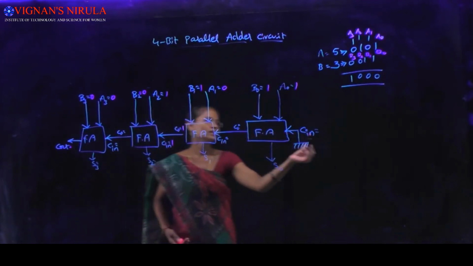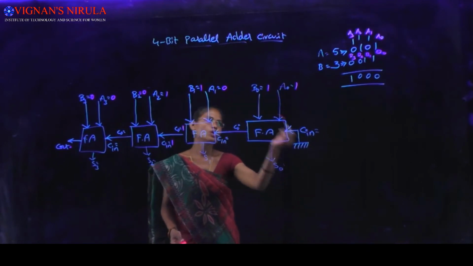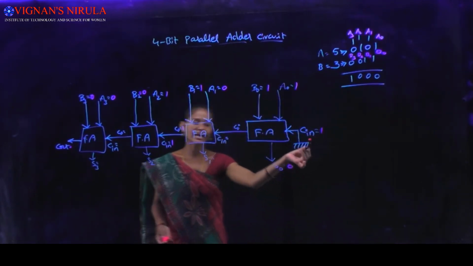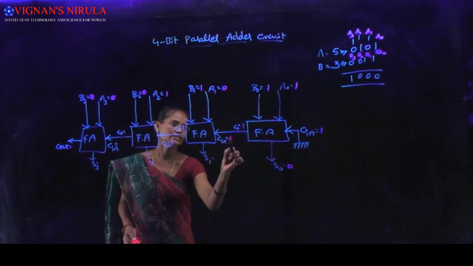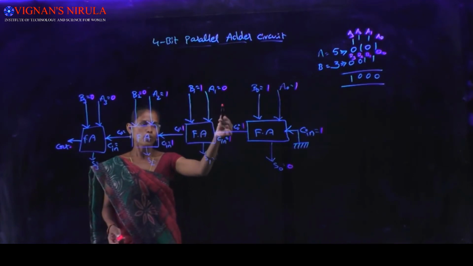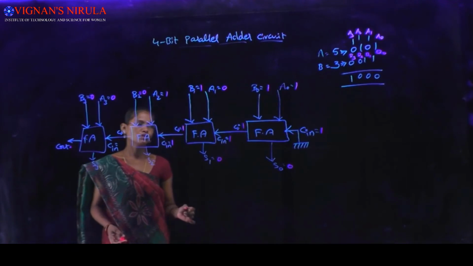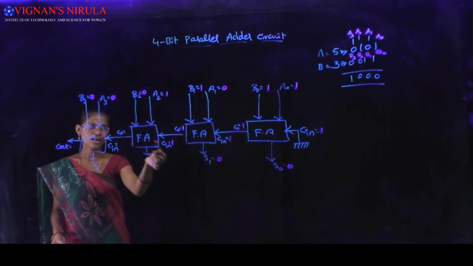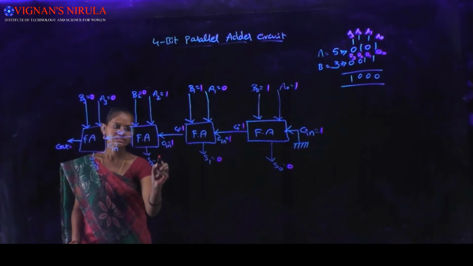Here, normally this is seen as a ground connection, that is 0. 1 plus 1, carry 1, sum 0. This carry out is connected with the second stage of the full adder. Cin 1 plus 0, 1; 1 plus 1, carry 1, sum 0. Next, this carry out is connected with the third stage of the full adder, that is Cin is 1, 0 plus 1, 1; 1 plus 1, carry 1, sum 0.